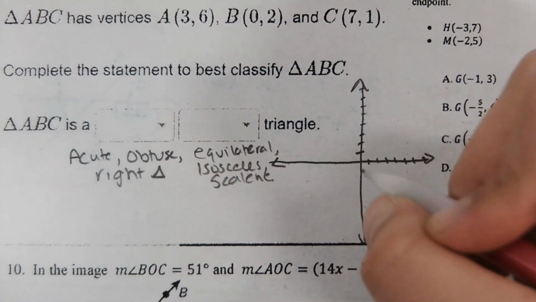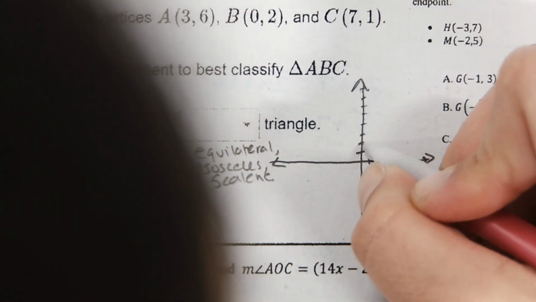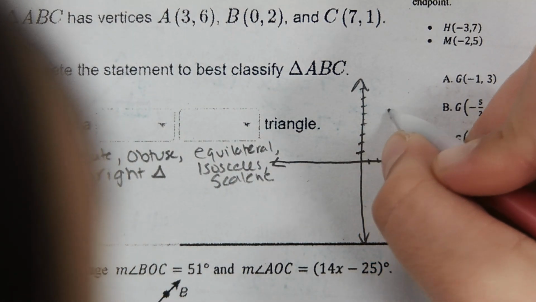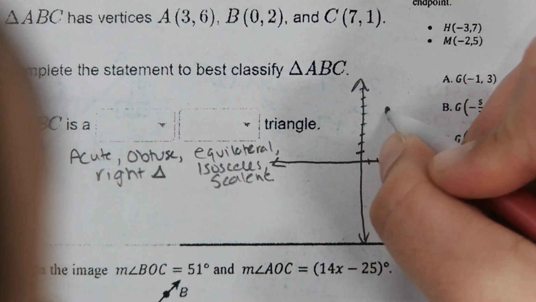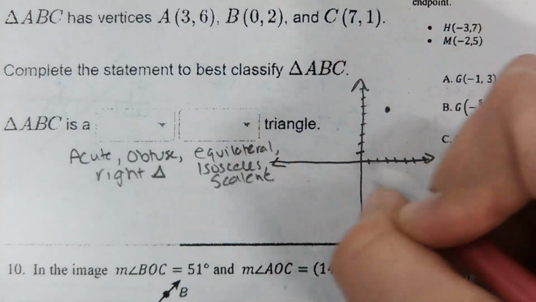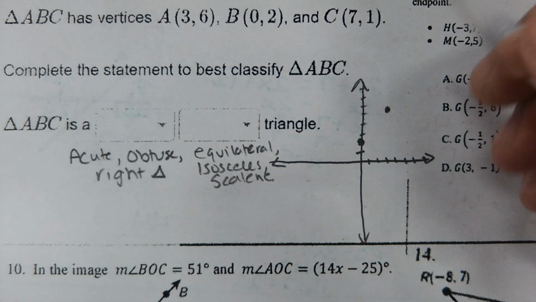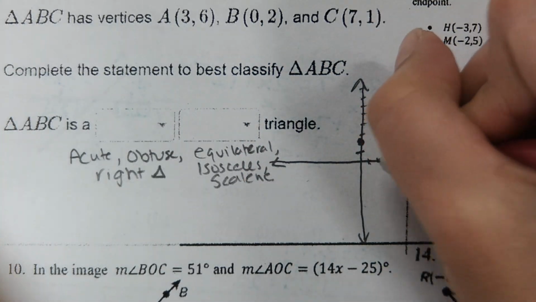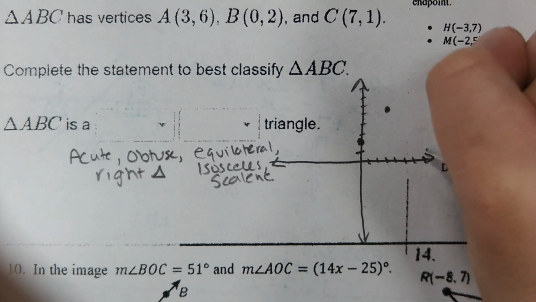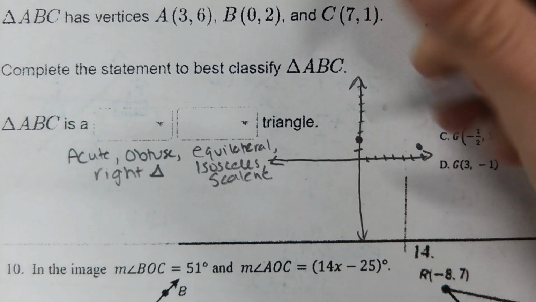Okay, so A is at 3, 6. Here's point A. B is at 0, 2. And then C is at 7, 1. Okay, here is our triangle.